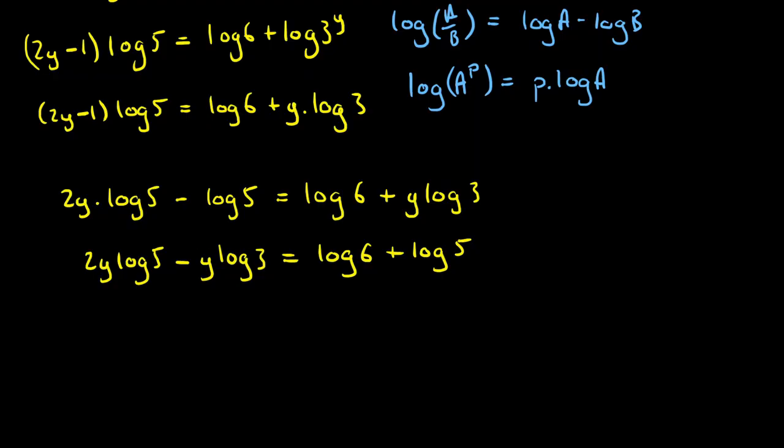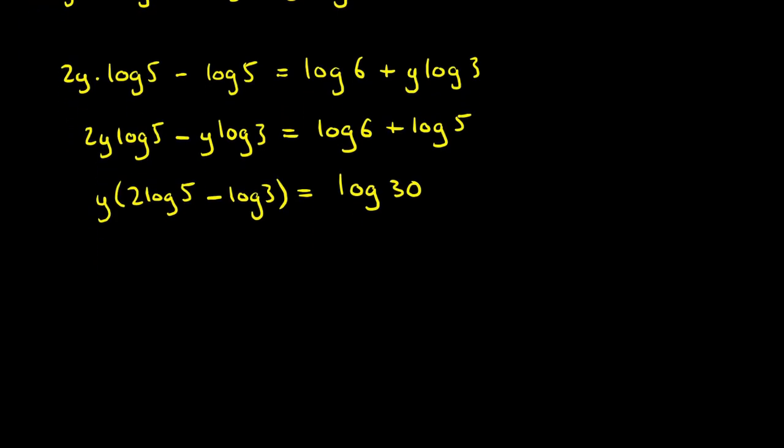If I do that, I get y times the bracket 2 log 5 minus log 3 is equal to, well, I can actually simplify the right-hand side. Log a plus log b is equal to log a times b, that's the first log rule, so I can write that as log 30. Then I can also simplify this part here and make it nice and easy. Firstly, I can take the 2 and bring it up as a power of 5 using the third log rule. So that would be log of 5 to the power of 2 minus log 3.